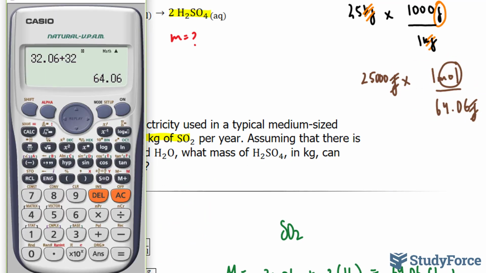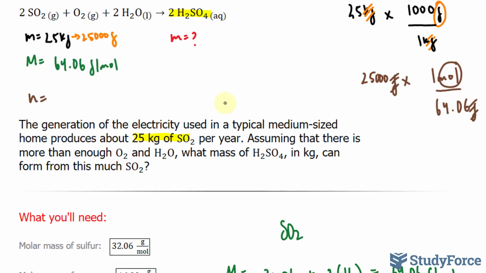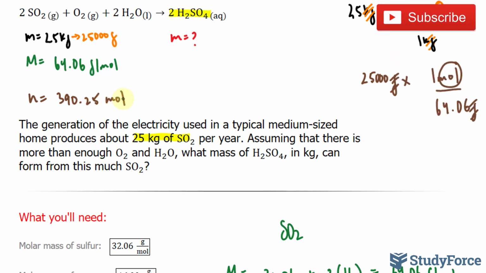This is the reason why I oriented it this way, and we're left with only moles. So I'll use my calculator. 25,000 divided by 64.06, and this gives me 390.25 moles. Keep in mind something very important. We started with 2 significant figures, so our final answer should also have 2 significant figures. So far, all of these numbers have more than 2, but keep in mind that moving forward, you should stop after the second. I'll show you more of what I mean later on.